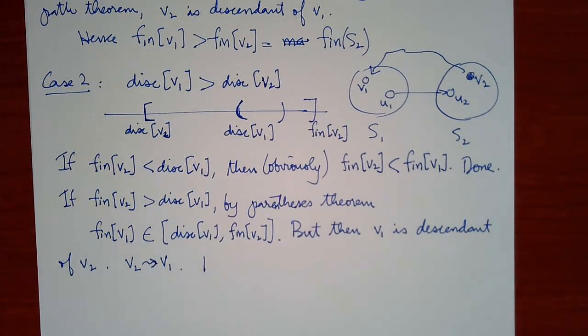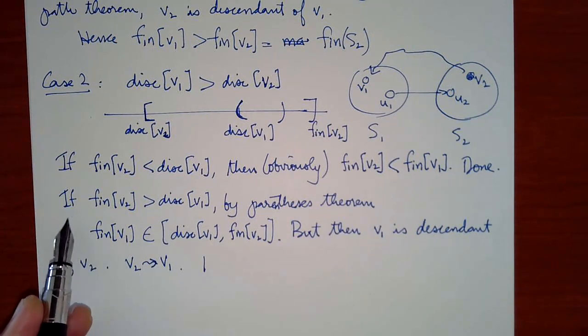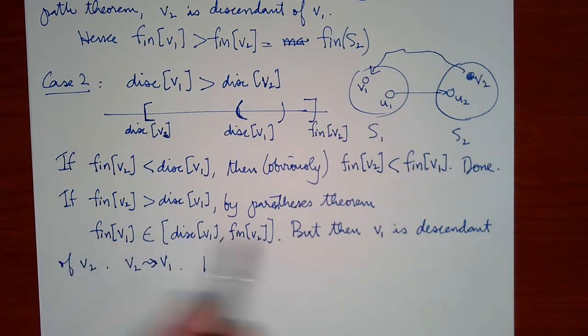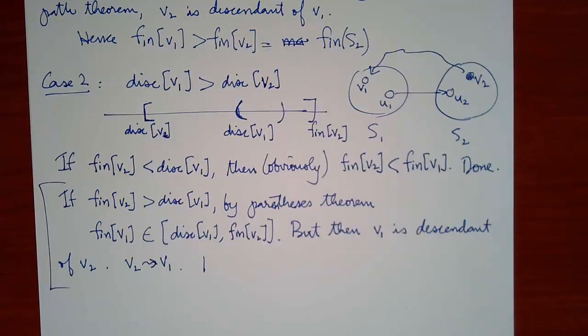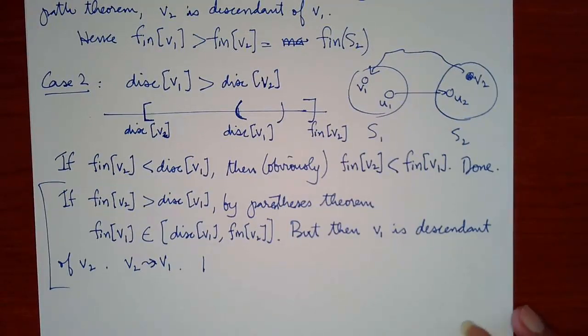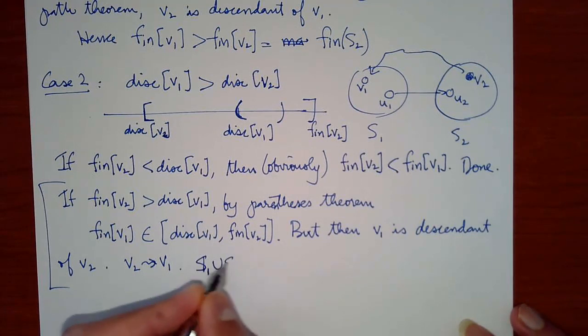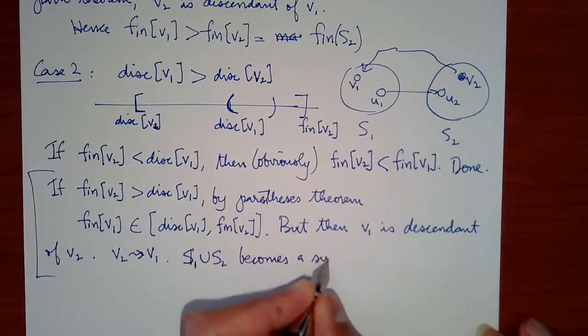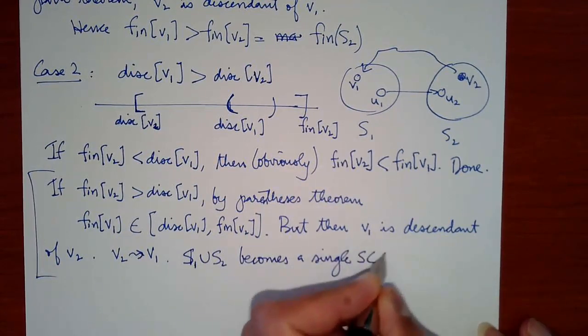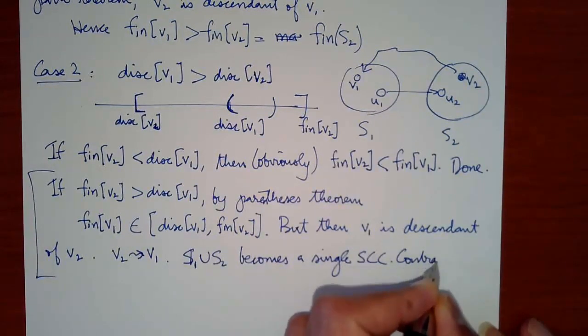Yes, go on. The second point isn't exactly like a proof by contradiction. What would you say this is? Just case? No, this is going to be a proof by contradiction. Oh, okay. This part is going to be a contradiction. Yeah. So if this is the case, but then V1 is a descendant of V2, V2 is a path to V1, and then S1 union S2 becomes a single SCC, and this is a contradiction.